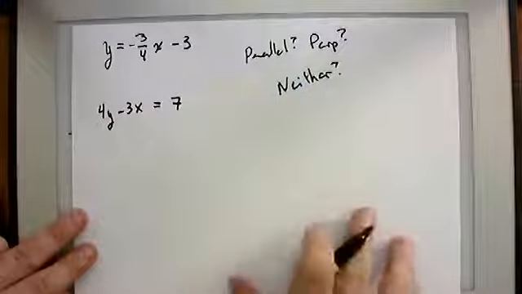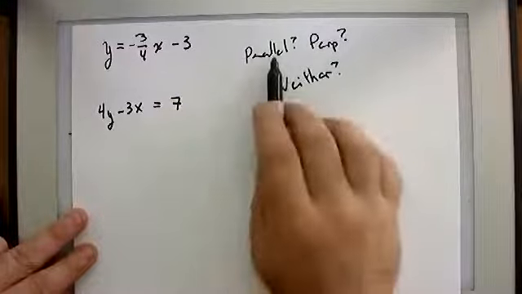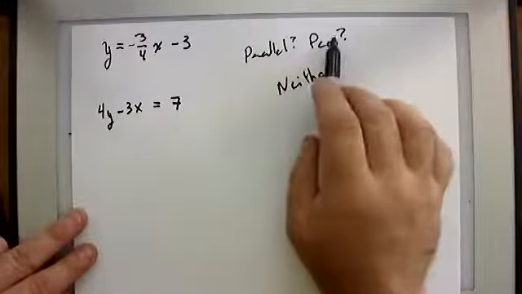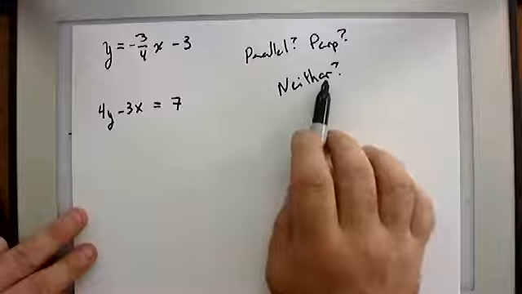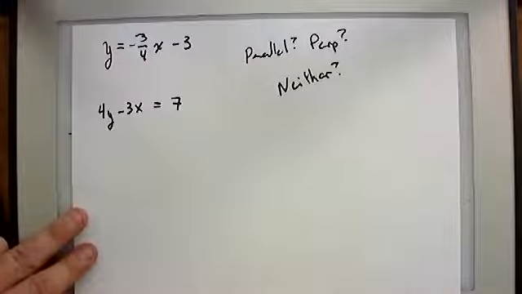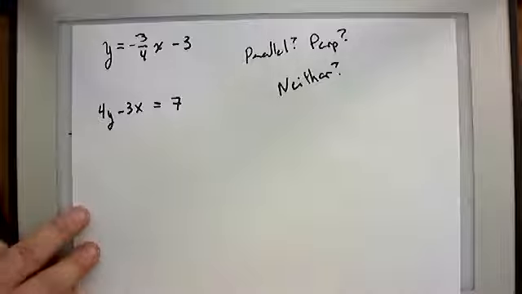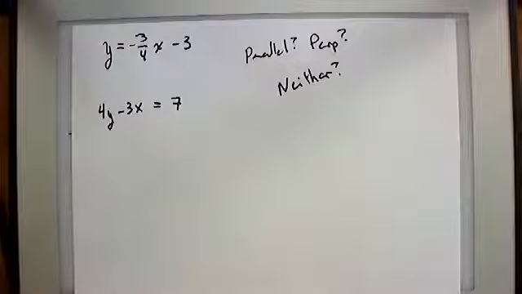Because remember, it's not one or the other. Parallel means they have the same slope. Perpendicular means they have opposite reciprocal slopes. Neither just means they're different. Like one slope would be 7 and the other slope would be -2 or something like that. So they're not asking you to graph it. They're not asking you to write equations of lines. They're just simply asking you, are they parallel, are they perpendicular, or neither?